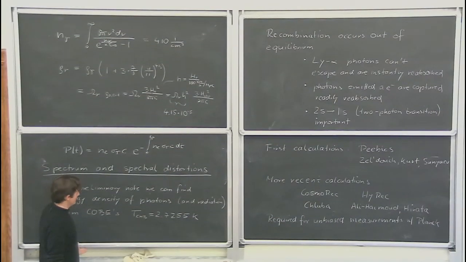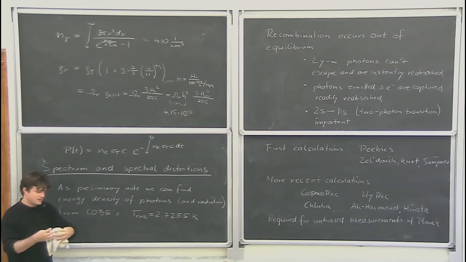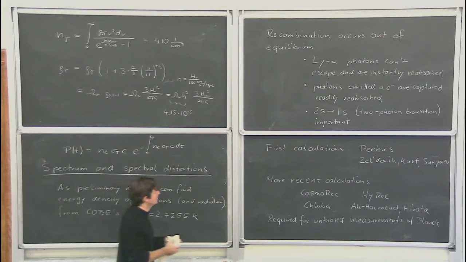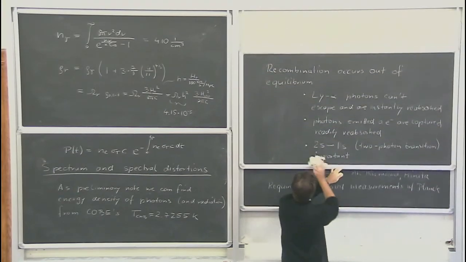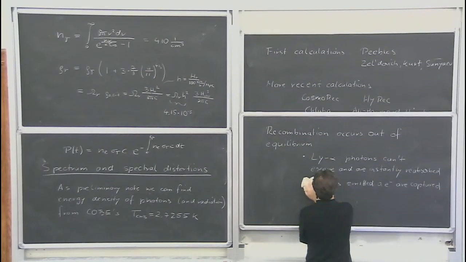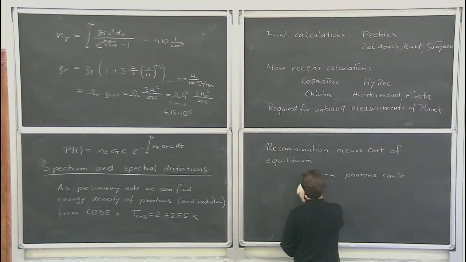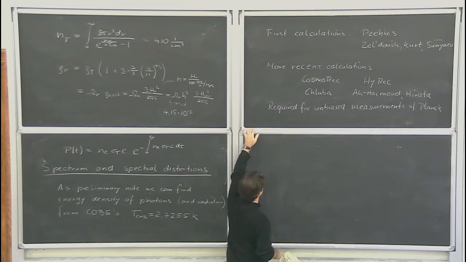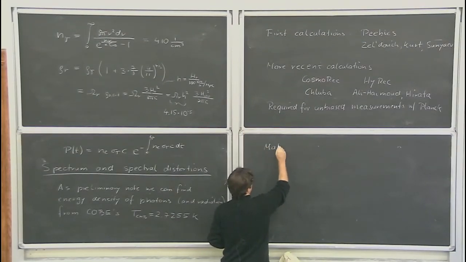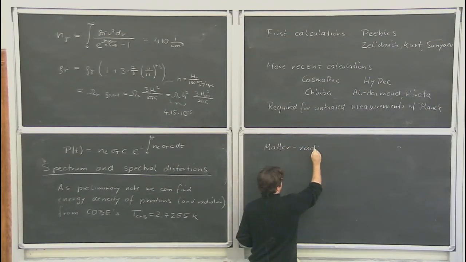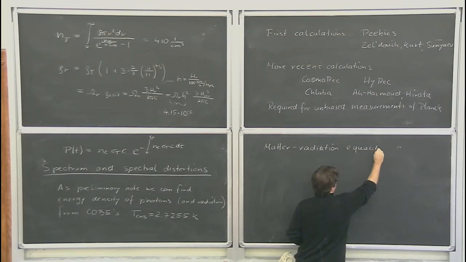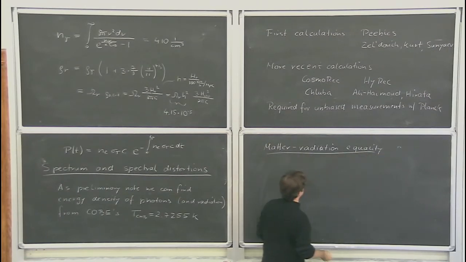And once we know that number, we can also easily estimate when in the history of the universe the energy density of the universe is dominated by matter, and when it is dominated by radiation. So from this, we can estimate matter radiation equality. When is the energy density in matter the same as that in the radiation?